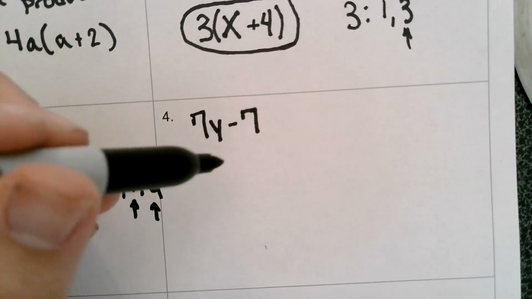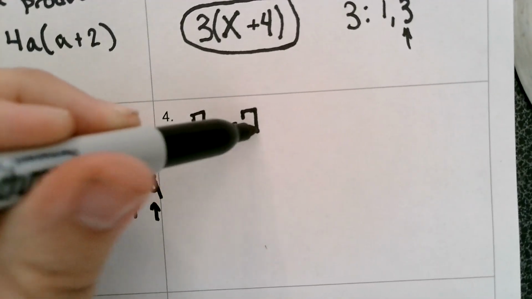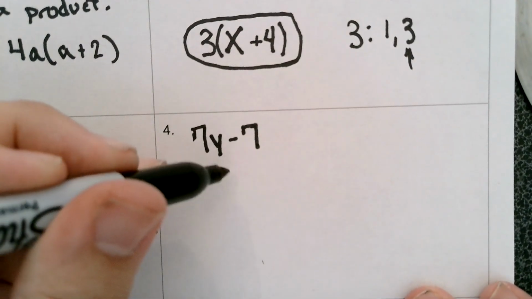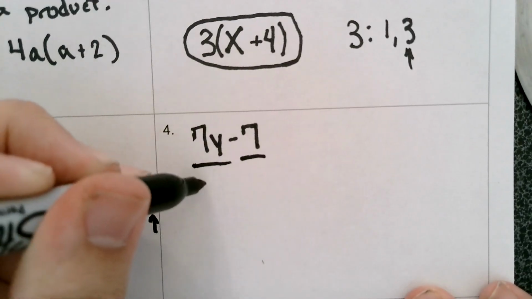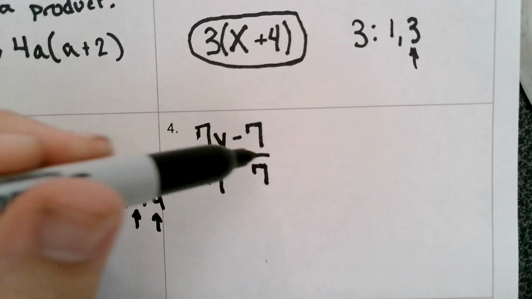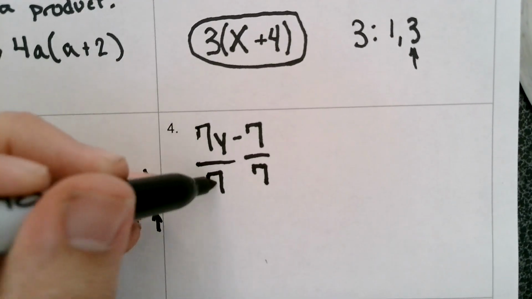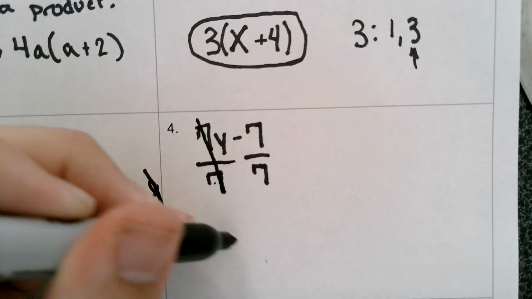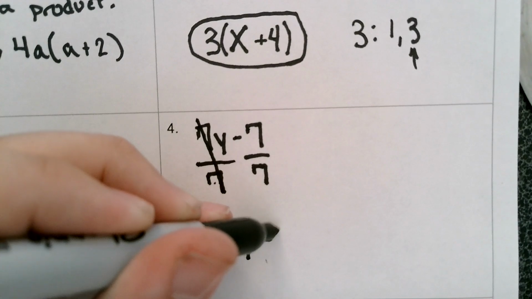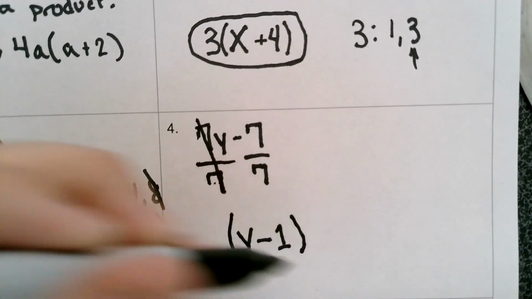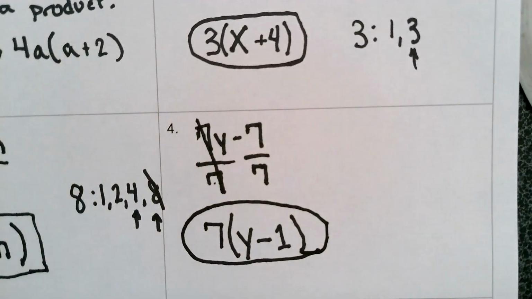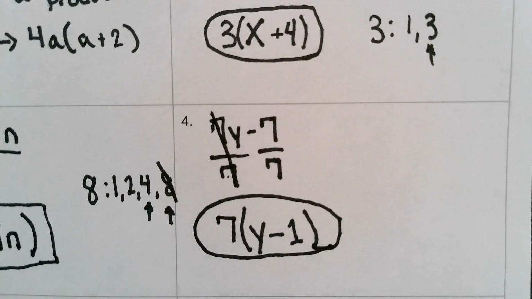So let's talk about what our answer would be. My two numbers are the same, so obviously the largest factor that will go into both is itself. So I'm going to divide both of these by 7. I cannot divide by a variable because y is not in both of these. 7 divided by 7 is 1, so that cancels out. That's going to leave us just y. Negative 7 divided by 7 is negative 1. That goes in the parentheses, and you stick your 7 on the outside. And you're done.